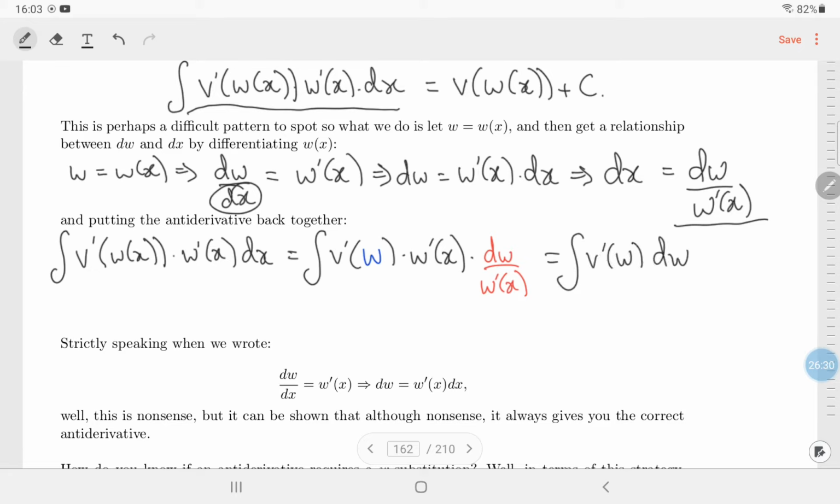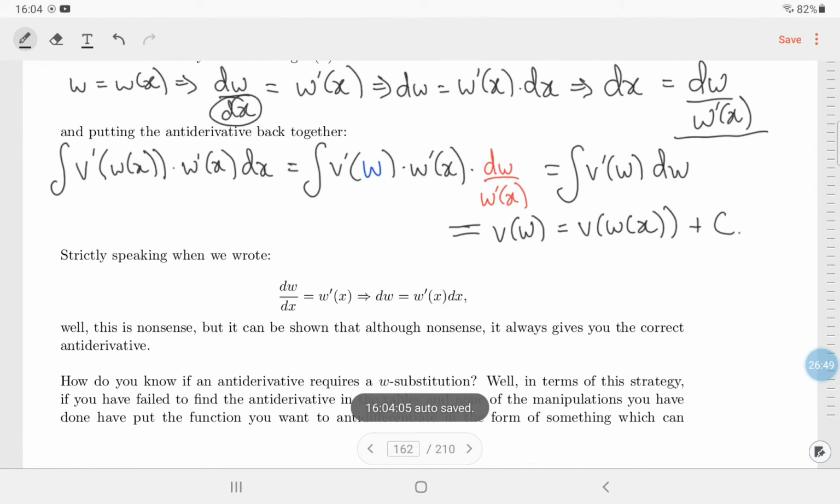And what is the antiderivative of v dashed of w with respect to w? Well, it's just v of w, but w is equal to w of x. So you get v of w of x plus c. So that's how w substitution is actually written.